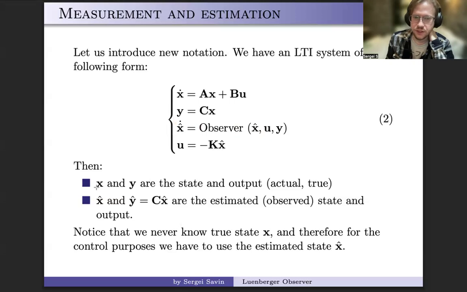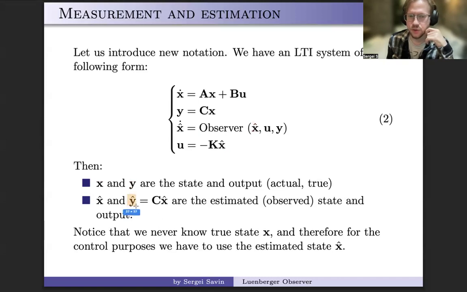Now, in terms of notation, we would make sure to differentiate between actual state and actual output, x and y, and estimated state and estimated output, x hat, y hat. Now, estimated state, x hat, I think you already understand. It's what we are going to use in all of those equations, right? That is our best guess what x is. Now, estimated output is not, I think, as clear. So let me try to make sure that you understand what I mean.